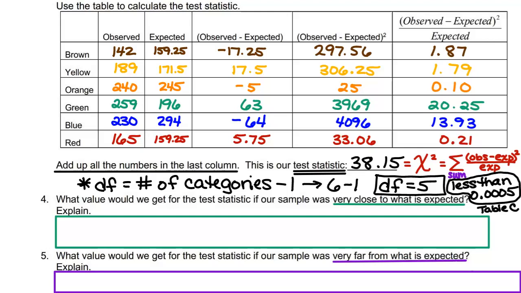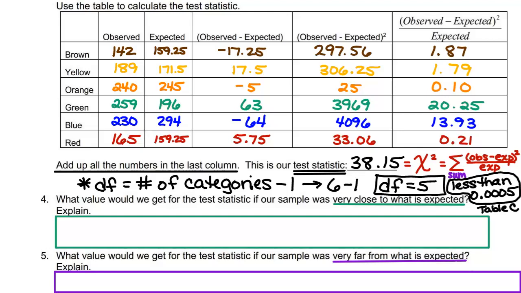What value would you expect to get for this test statistic if our sample was really close to what was expected? What kind of test statistic do you think we would have? I'm just talking about overall, not necessarily on the table. What would you expect that test statistic to be if what you guys counted out was really close to what was claimed? Way lower. It should be a small number, something close to 0 if it closely matched, right?